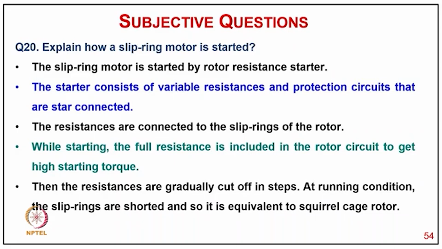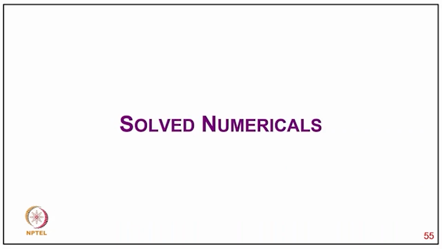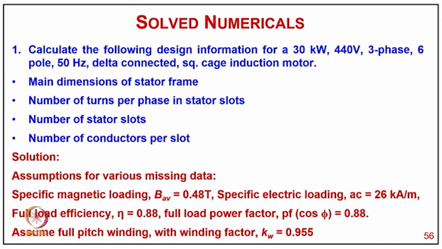At running condition, the slip rings are short circuited, so it becomes equivalent to a squirrel cage rotor. Now, coming to the solved numerical problems. The first numerical: calculate the following design information for a 30 kilowatt, 440 volt, 3 phase, 6 pole, 50 Hz delta connected squirrel cage induction motor.